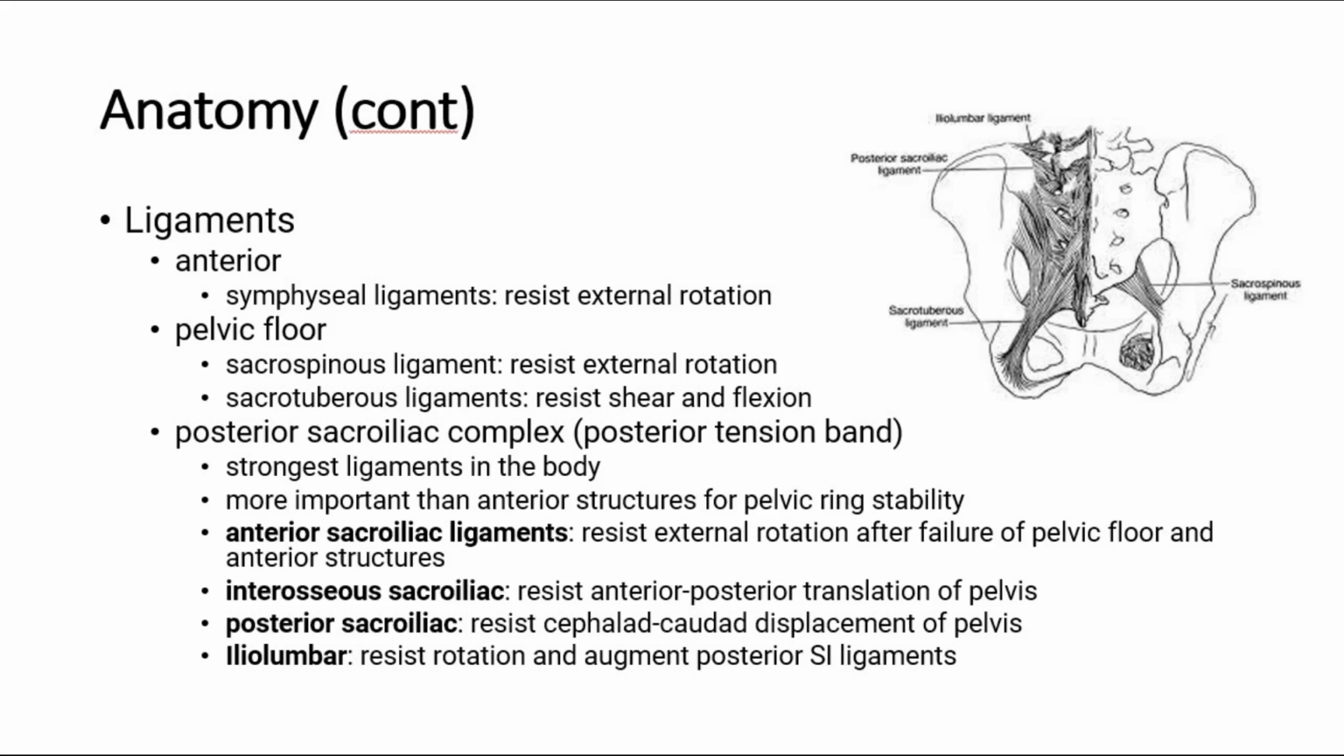Interosseous sacroiliac ligaments resist anterior-posterior translation of pelvis. And posterior sacroiliac ligaments resist cephalad-caudad displacement of pelvis, whereas iliolumbar ligaments resist rotation and augment posterior SI ligaments.